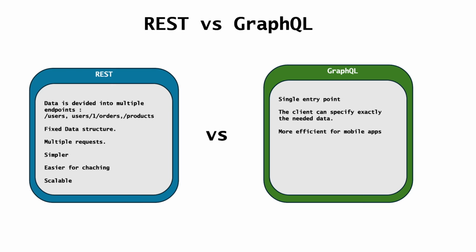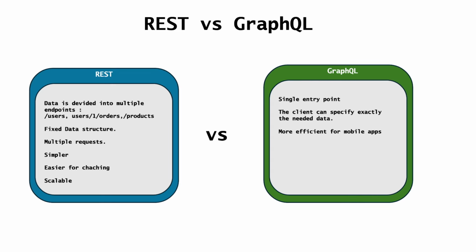If your app needs extra information, it often has to make multiple requests. One for users, another for orders, another for products. GraphQL changes that. Instead of multiple endpoints, there's only one, a single entry point where the client can specify exactly what data it needs. Need just the user's name and their last 3 orders? You can ask for that, and the server will send back only that data, nothing more, nothing less.